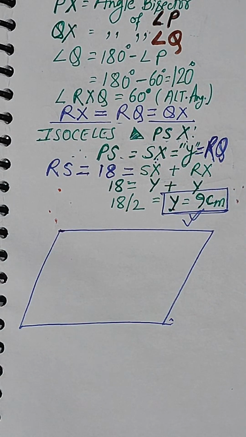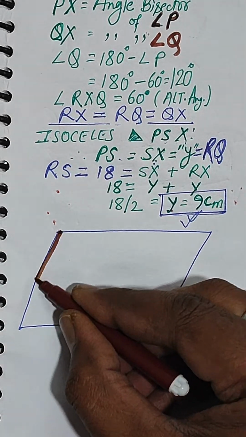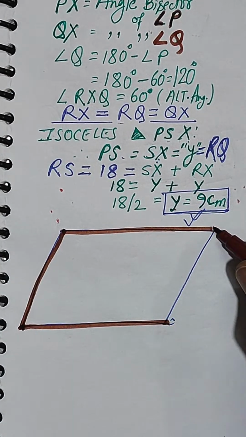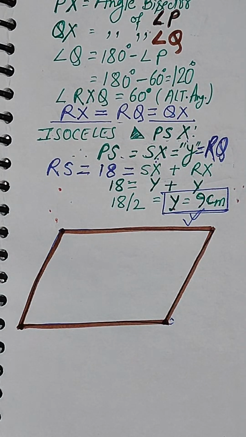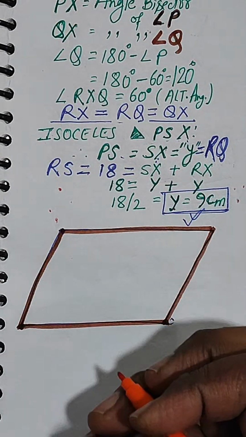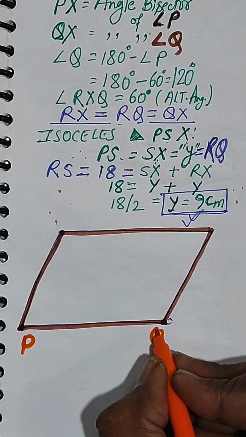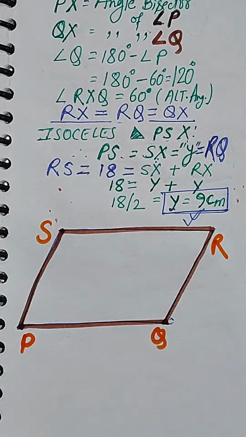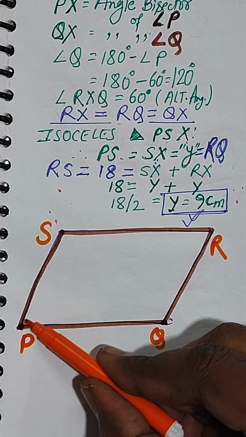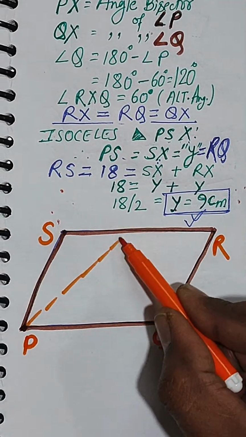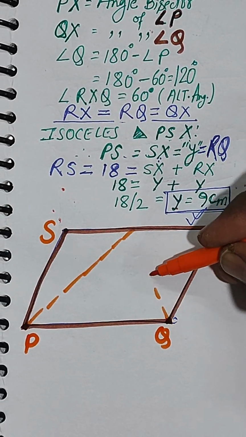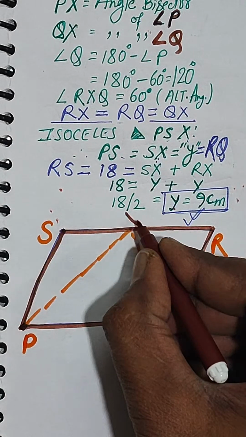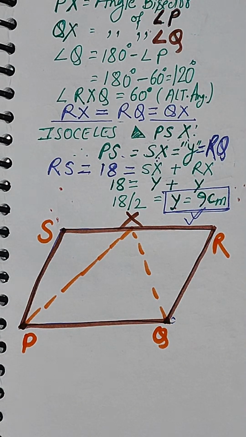This was the parallelogram, okay? Let me quickly write the steps, just show you the steps. This was the parallelogram PQRS. This was P, Q, then R, then S. Two angle bisectors were given to you for angle P and for angle Q, and both were meeting at X, right?